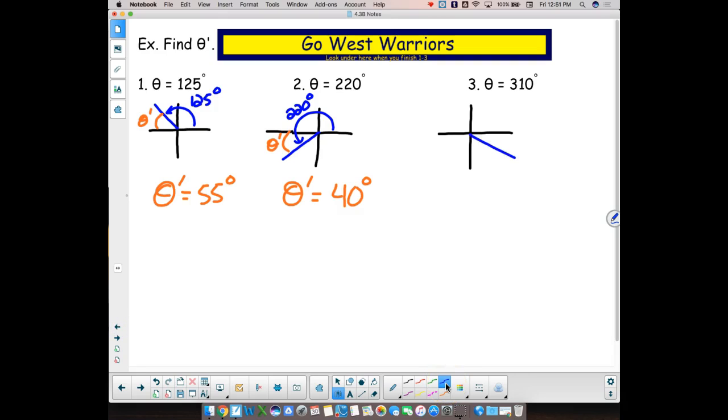310 degrees is down here. My reference angle theta prime is there. So my reference angle here would be 50 degrees. Okay.